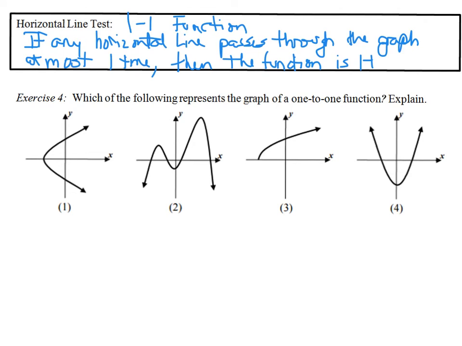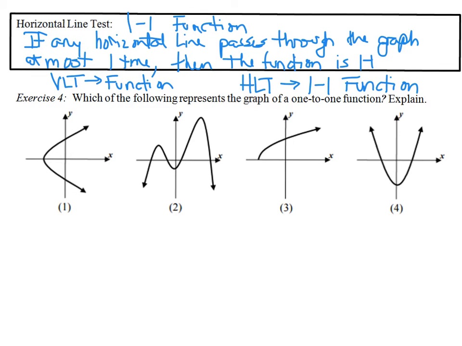So we're going to use this horizontal line test to tell whether we have one-to-one functions. We're going to begin with the vertical line test to tell us whether we have a function. And then if the answer is yes, then we'll move on to the horizontal line test to determine if we have a one-to-one function.